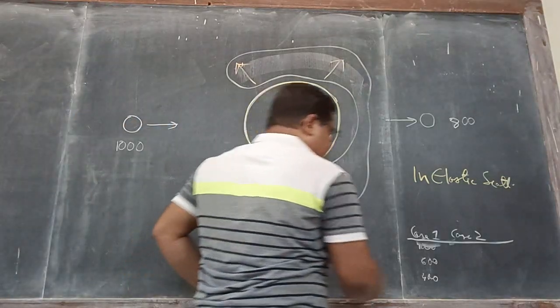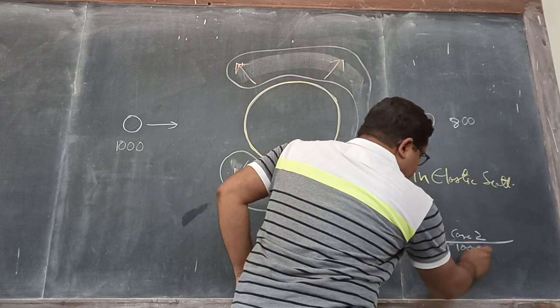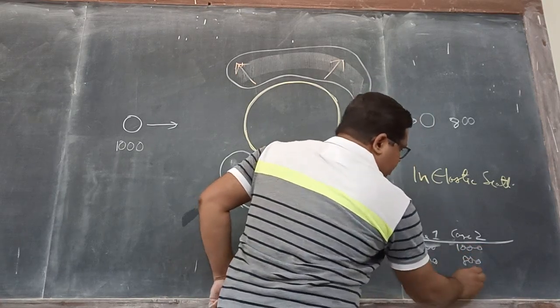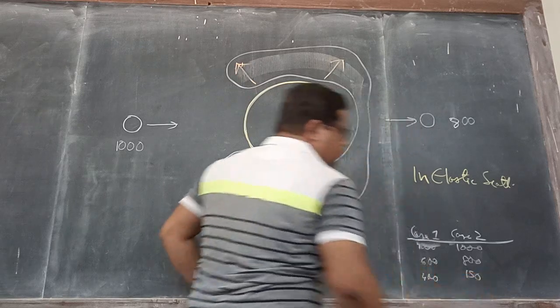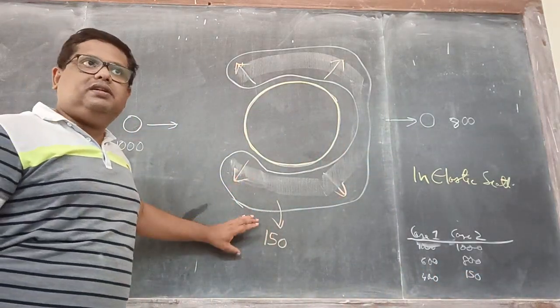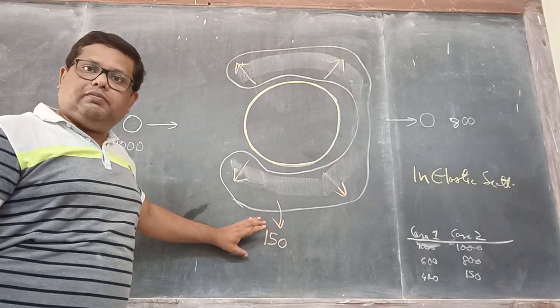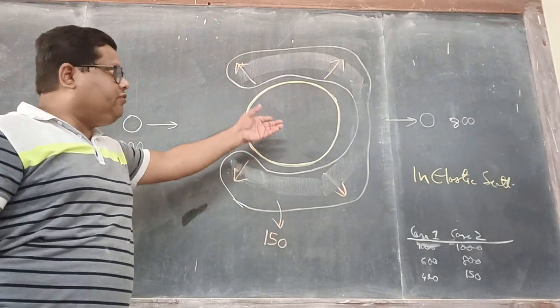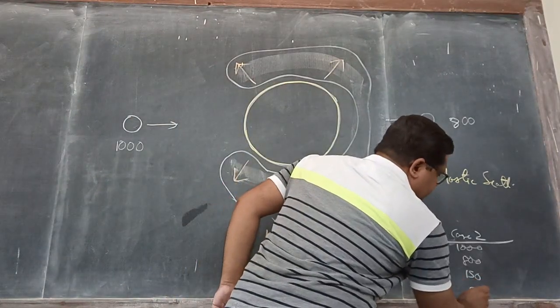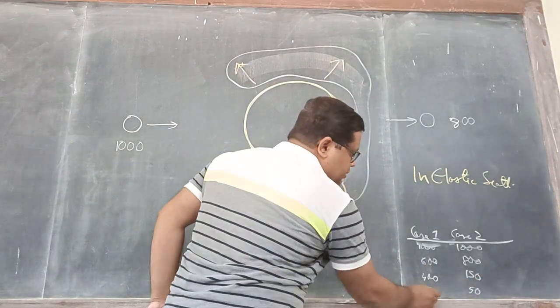So here I will write down again 1000, instead of 600 I have 800, and 150 I have observed, which have the same energy and magnitude of momentum, only the direction is changed. And 50 I have not observed. So this 50 corresponds to the absorbed part, which was 0 in case 1.